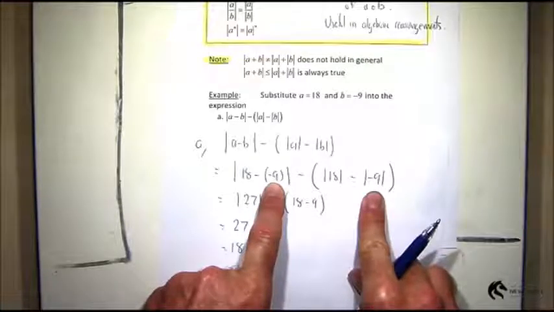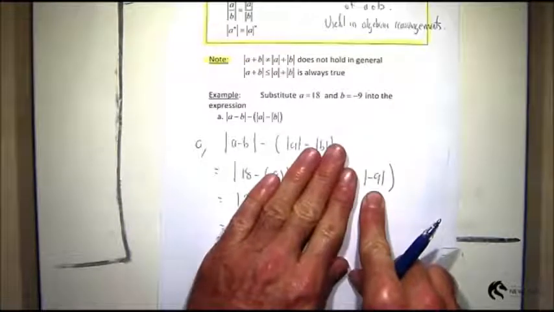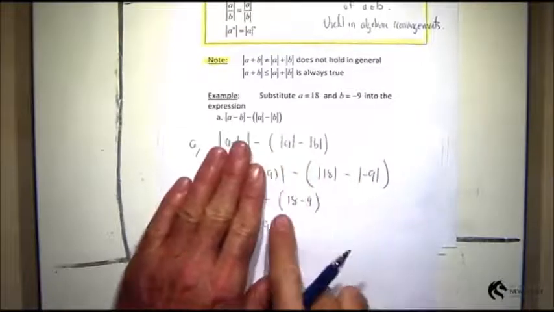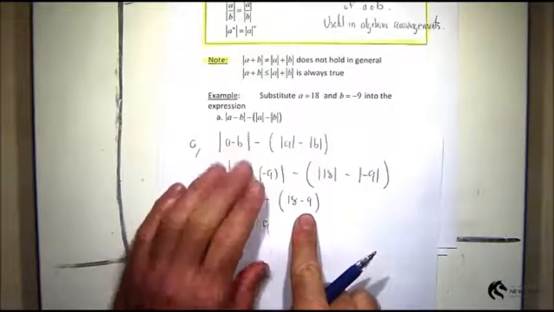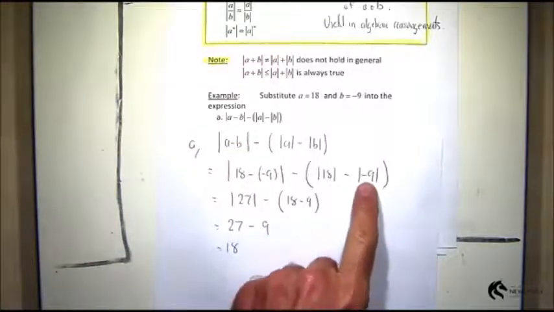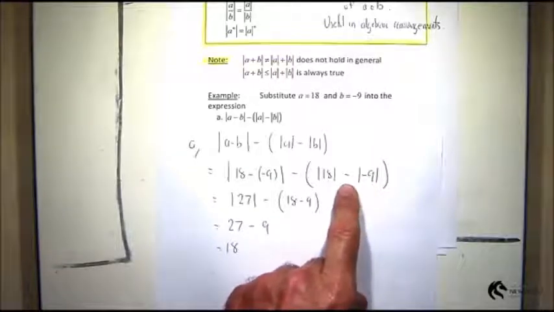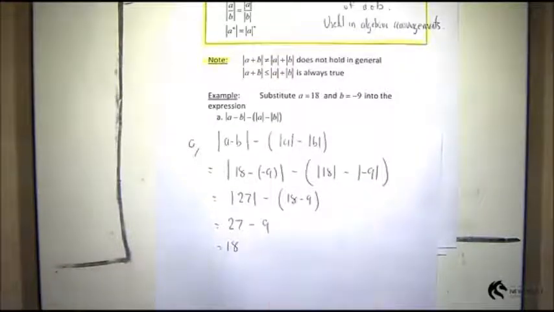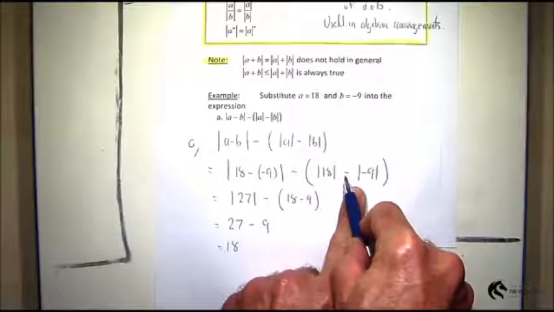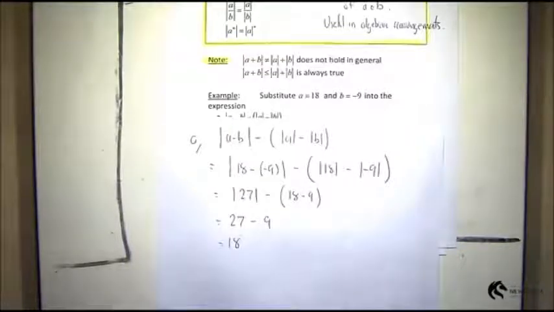The absolute value of minus 9 is plus 9, because that's its distance from the origin. It's just 9, and so you end up there with 18 minus 9. That's right, because you've got to do the absolute value before you do the subtraction. Yes, that's the key point there. We have to actually work out the absolute value before we do the subtraction here with that minus sign. That's a good point.